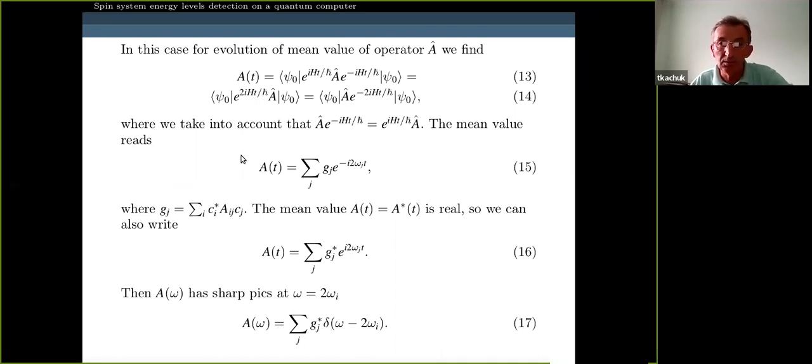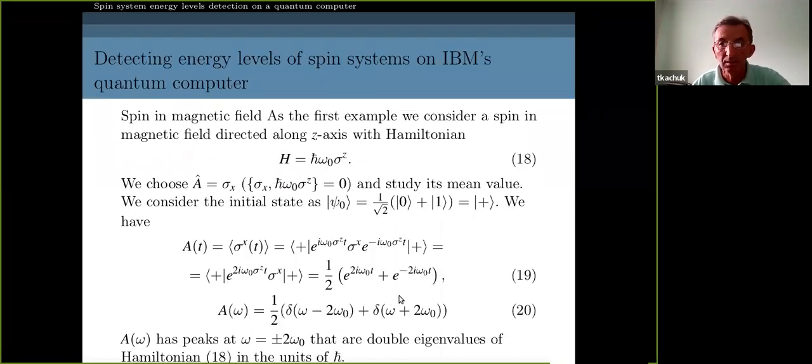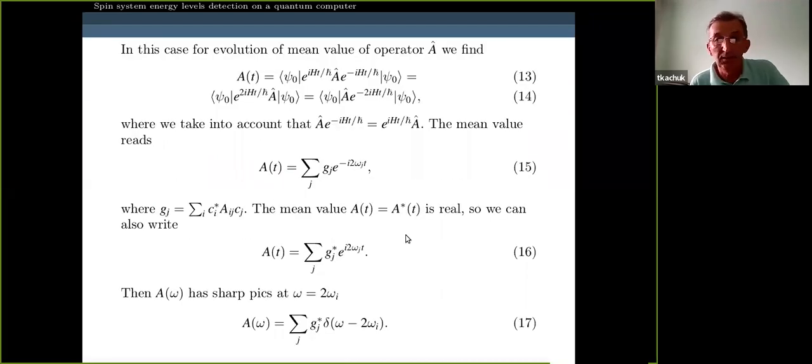Then, of course, we use Fourier transformation, and you find that this Fourier transformation has sharp peaks at points related to the energy levels, more exactly double the energy levels, but it's easy to recalculate. So the main idea of this method is: you have some Hamiltonian, you find an operator which anti-commutes with this Hamiltonian, then you use a quantum computer to find the time dependence of this physical quantity. Then you use classical Fourier transformation and you find the energy levels.